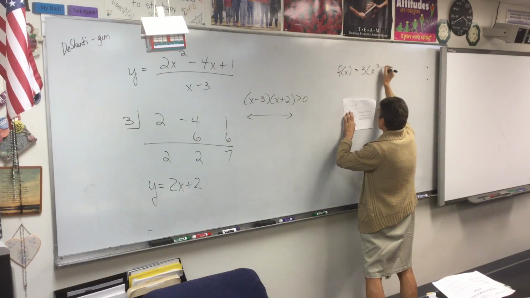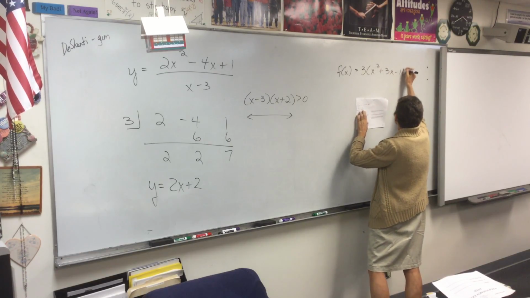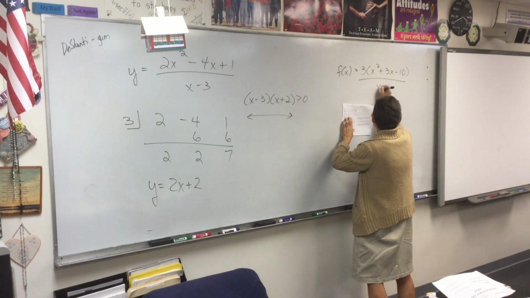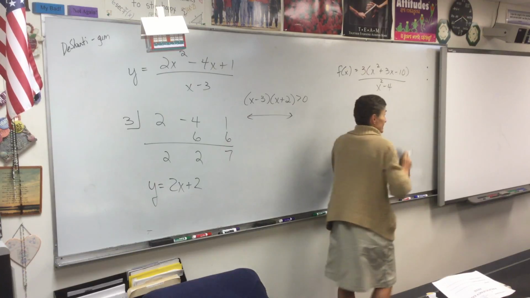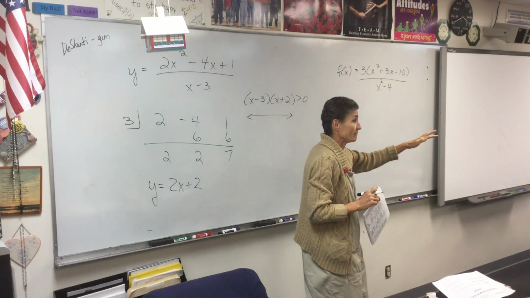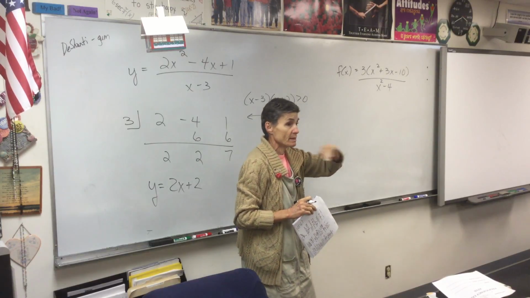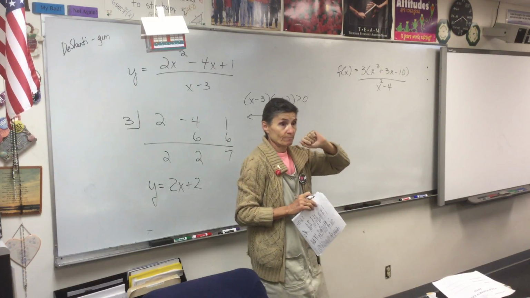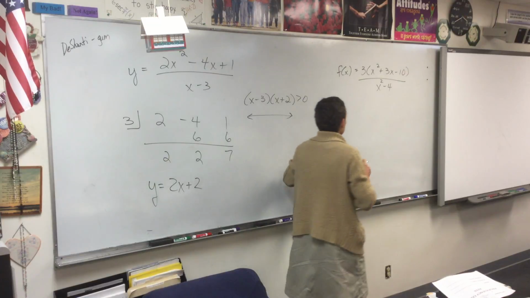Okay, so x squared plus 3x. I'm taking a 3 out because I know that when I start one of these problems and I'm asked for asymptotes and holes and all that stuff, my first step should always be to factor. So that's what I'm doing. I'm factoring.